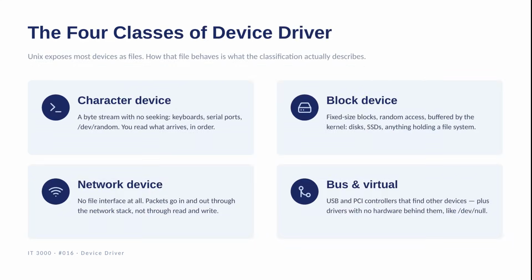Now, Unix takes an interesting approach to organizing all these translators. It exposes most devices as files, and the way that file behaves is really what sorts drivers into classes. Character devices are pure byte streams, think keyboards or serial ports, where you just read what shows up in order. Block devices deal in fixed-size chunks with random access, buffered by the kernel. That's your disks and SSDs.